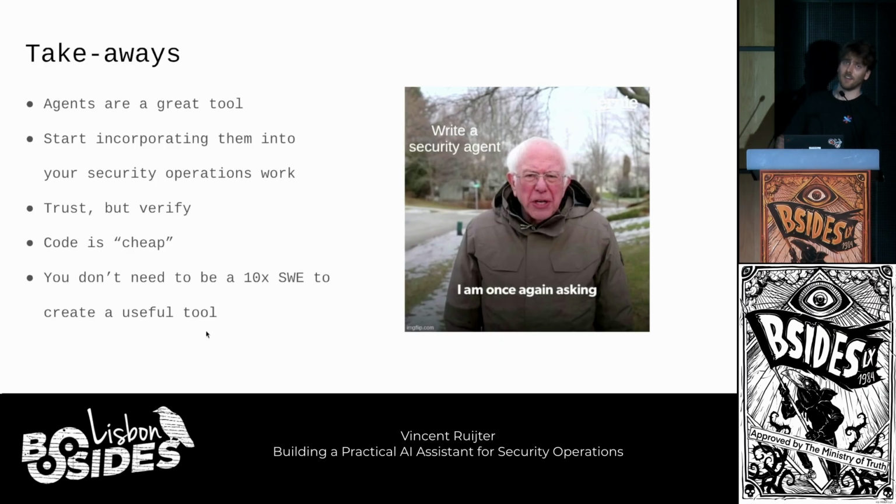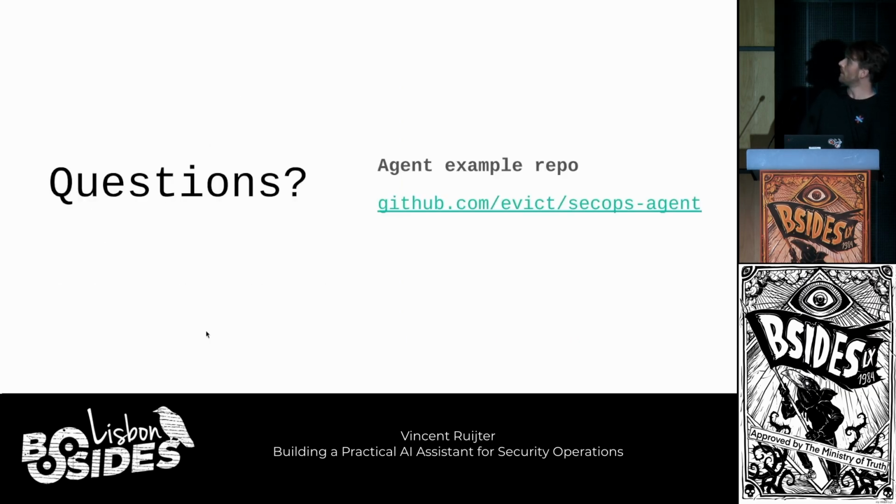Trust but verify. Allow the agent to do things. But please verify if it's yelling about an incident, but it's just me pen testing. And yeah, code is cheap. You don't need to be a super software engineer to start writing code. You need a basic understanding of what code should look like. And of course, as a pen tester or a security person, you should test your changes. That's it. That's the talk.